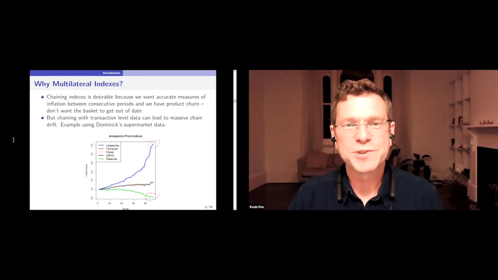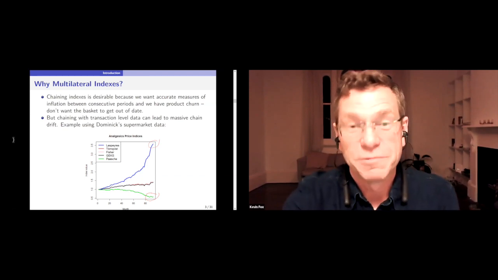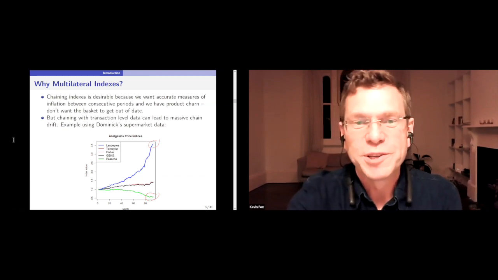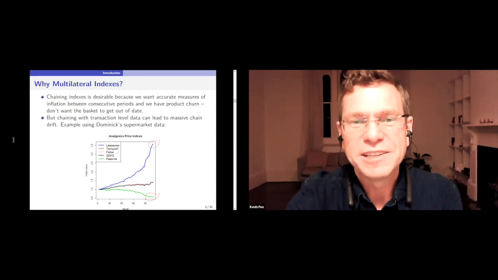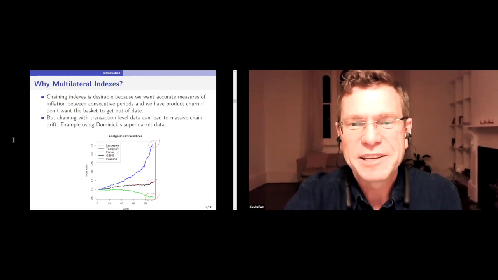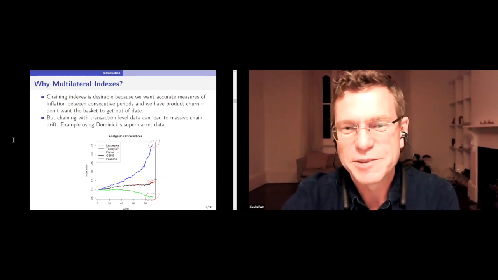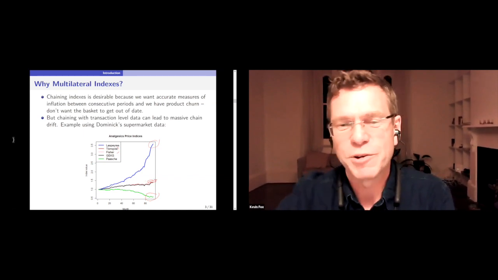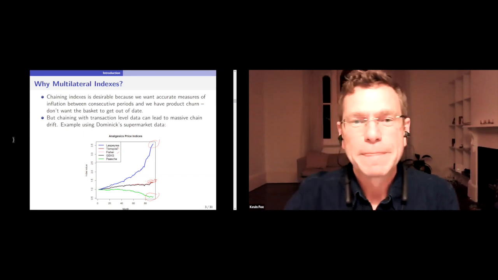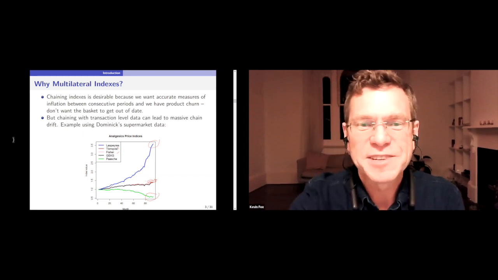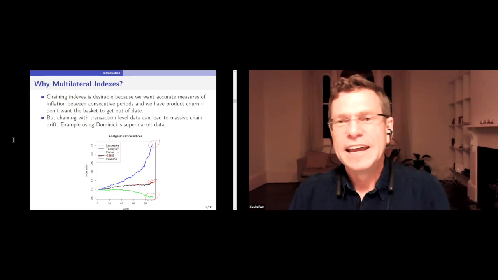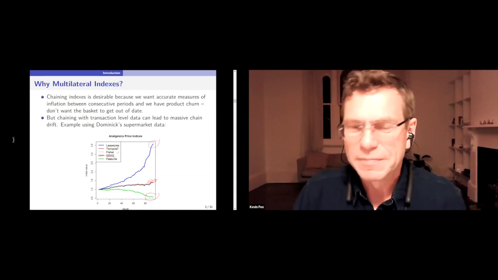So very explosive. We've got some indexes which are known as superlative indexes, the Törnqvist and Fisher. They're kind of in there. You can't see them too clearly, and it's because the Laspeyres and Paasche explosiveness is so dramatic. There's also something called a GEKS index here. That's the black line. That's a multilateral method.